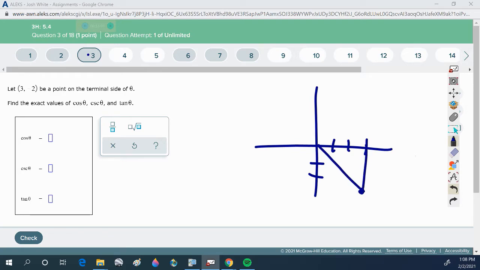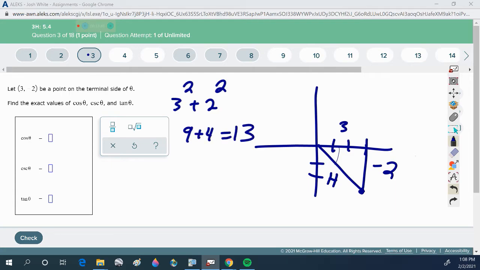And we draw our triangle, and our reference angle has to hit the x-axis. Do I know any of the side lengths of this triangle? 3 and -2. Can I find h? Pythagorean theorem. So 3 squared plus 2 squared. Why did I not write the negative? It's going to go away. And h is always positive. For all of these triangles, h is always positive. So I get 9 plus 4 equals 13. What do I do with that 13? Take the square root. So this becomes root 13.